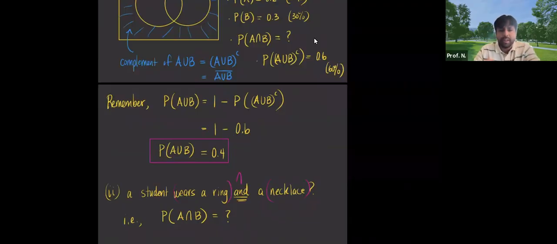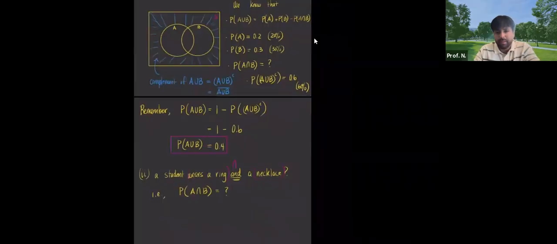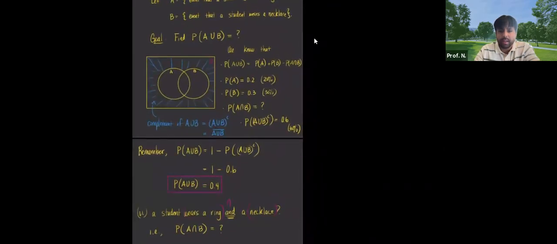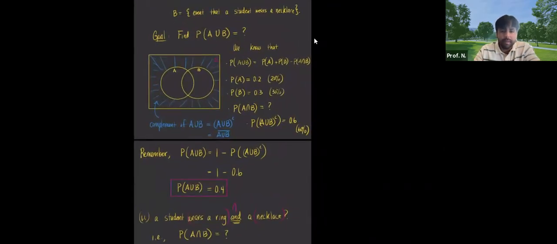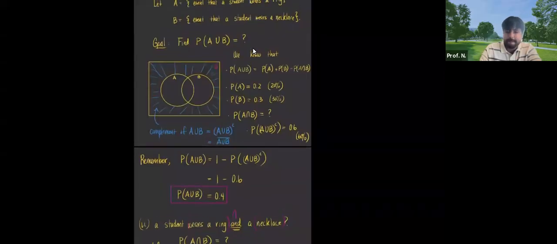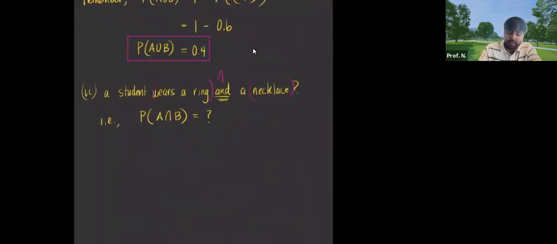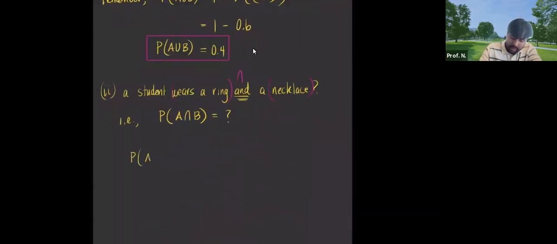Once we found part I, we can find part II. Does anybody have an idea of how we can use the previous work to find this missing piece of information? Yep, we use what we started with, the principle of inclusion and exclusion. So we know that the probability that A or B happens is equal to the probability of A plus the probability of B minus the probability that A and B happens.